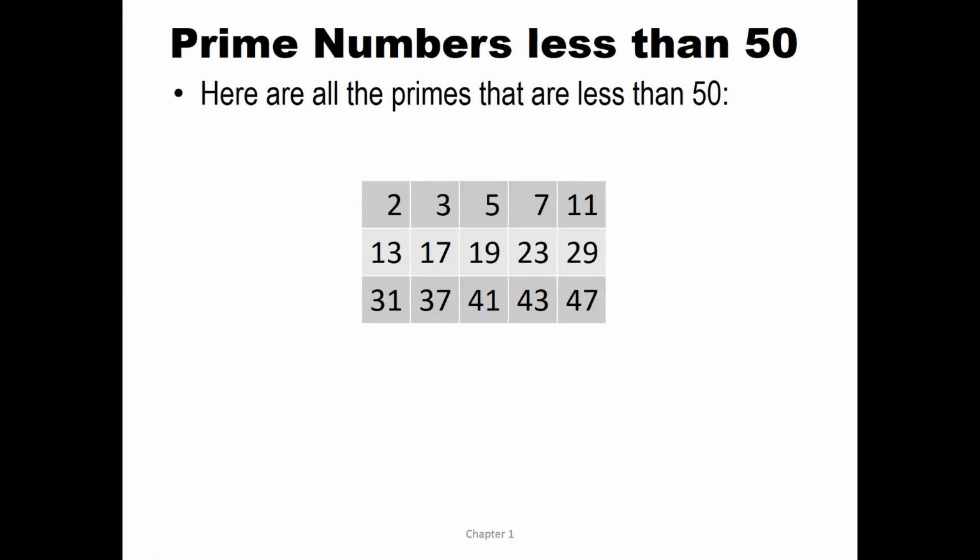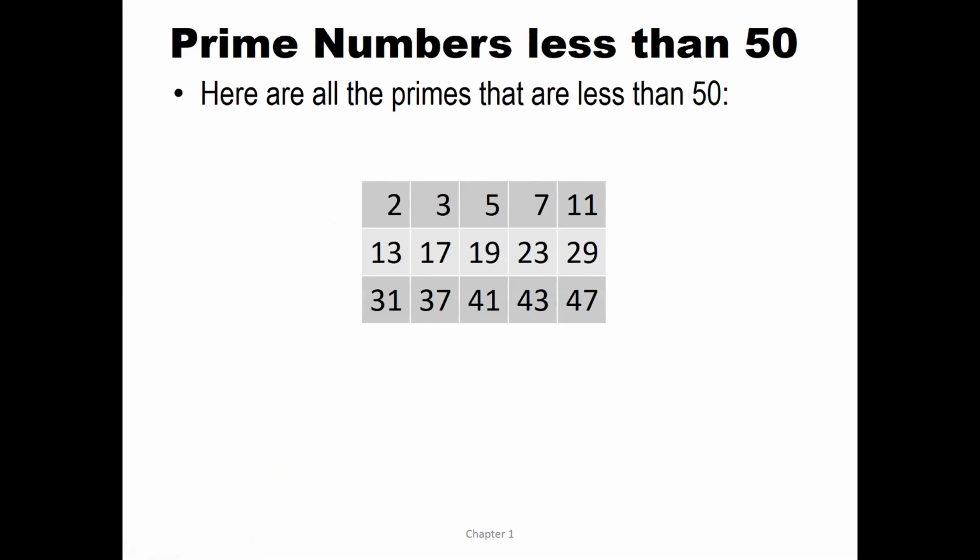These are definitions. Prime numbers less than 50. Here are all of them. 1 is not considered a prime number. That's a special case. 2 is a prime number, even though it's even. It's the only even prime number. Every even number is divisible by at least 2, and itself.